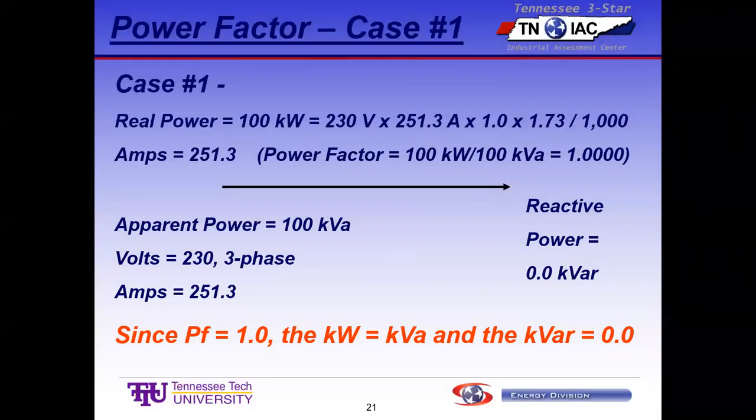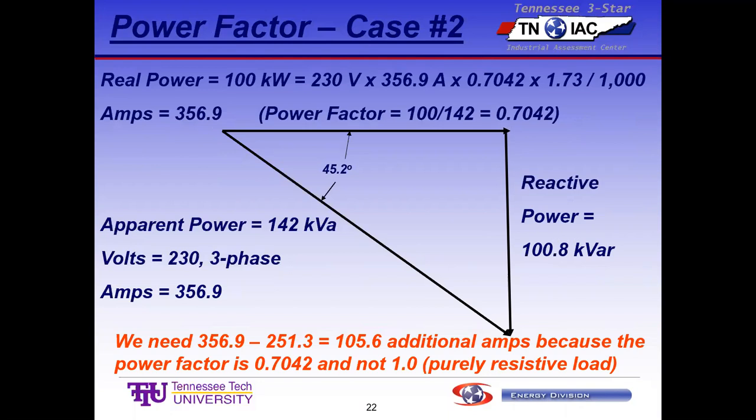Okay. So that's about it. The kVAR is 0. The kW equals the kVA, and we're pulling 251.3 amps at 230 volts, so that's 100 kW. If that operates for 1 hour, it's 100 kWh. If it operates for 10 hours, it's 1,000 kWh. It's just however long it operates is what you have to pay for. You'd have to pay for the 100 kW demand charge, and you'd have to pay for whatever the energy was every month.